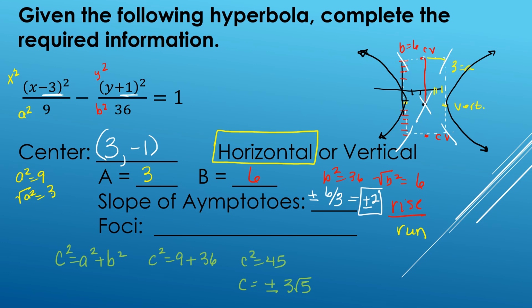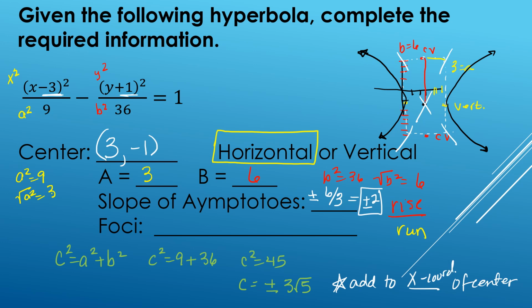So your note to yourself: do I add this c value to the x coordinate or the y coordinate of the center? So think about the direction your graph is traveling. We have a horizontal hyperbola, so I need to go from the center out to the right and to the left, so we're going to add to the x coordinate of the center.